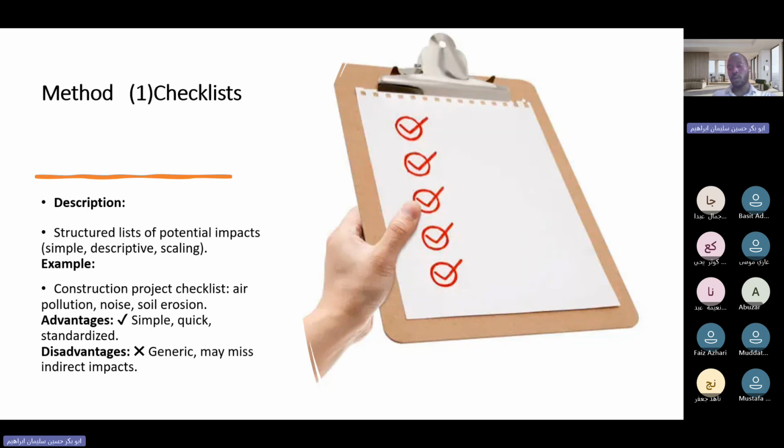Now, as I mentioned, we are going to use different methods. For the first method of environmental impact assessment identification, we are using the checklist method. In this checklist, we are structuring the list of the impacts of that project and describing that project.